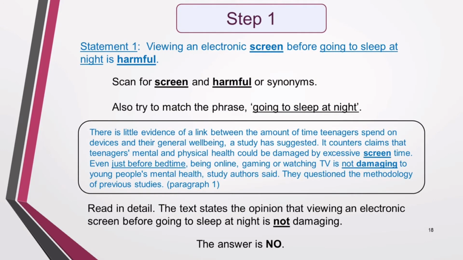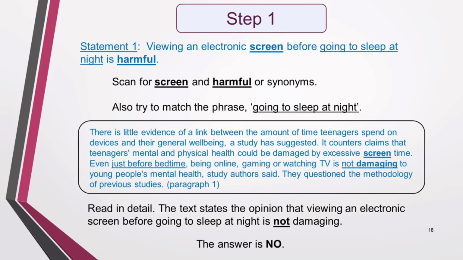So this is how I answered the question, my step-by-step strategy. Having read the instructions and tried to understand the meaning of the statements, I now focus in on the first statement, which is, viewing an electronic screen before going to sleep at night is harmful. The key words I select to scan for are screen and harmful, although I'll be looking out for synonyms as well. I scan the first paragraph and easily find screen. Harmful isn't there, but I do spot damaging, which is a synonym. This shows me that I've found the section of the text where the answer is located.